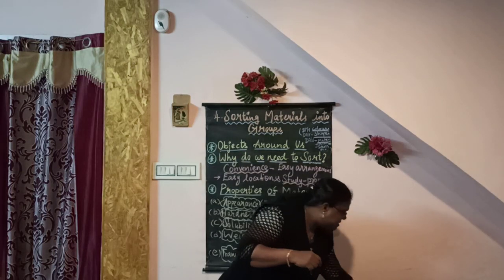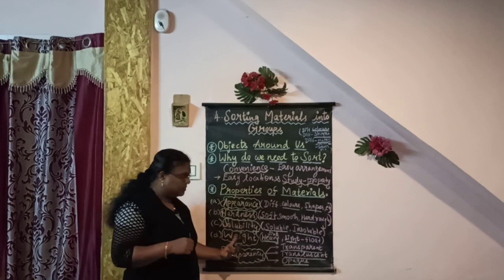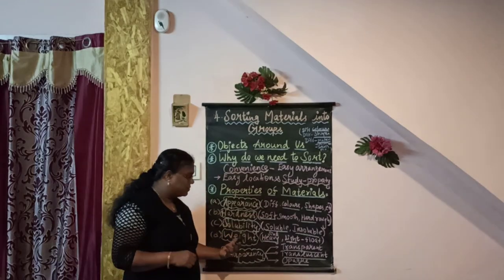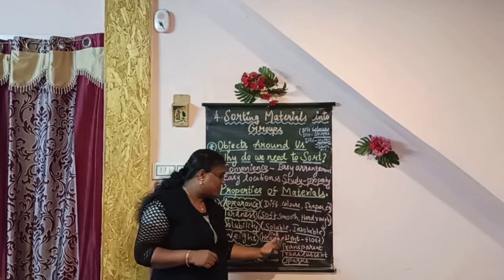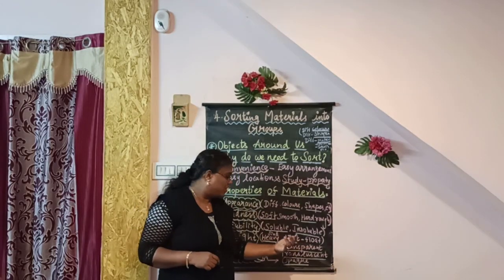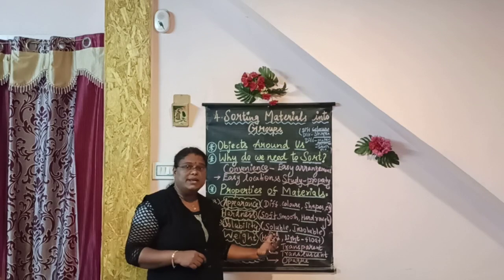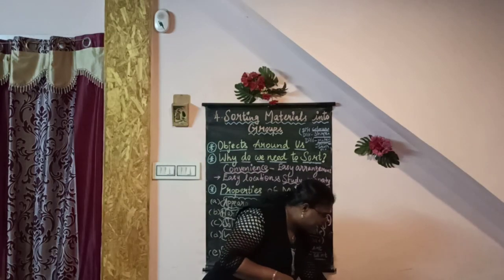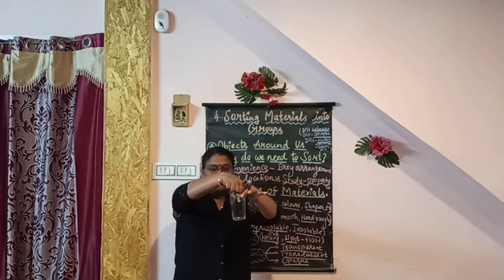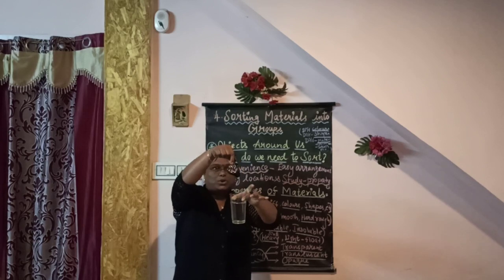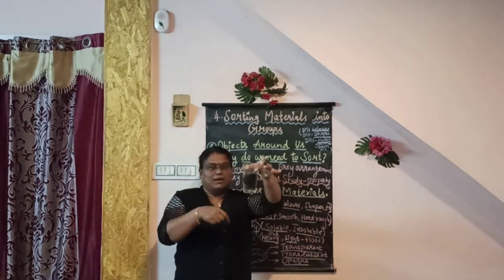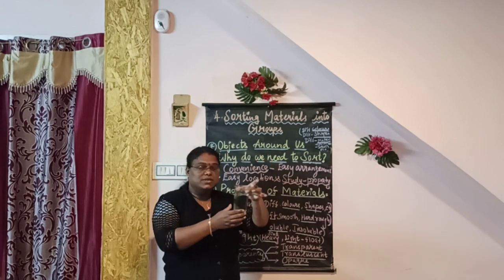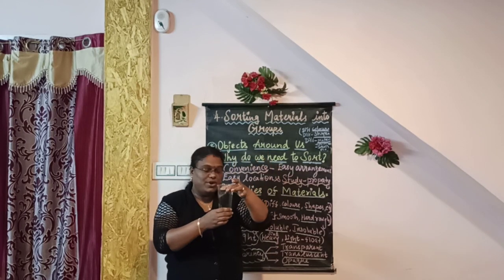Next characteristic we are going to see is weight. Some materials are heavy and some materials are light. The heavy materials sink in water. See, in this glass of water, I put a stone, and you can see this sunk in the water. So this material is heavy weight.